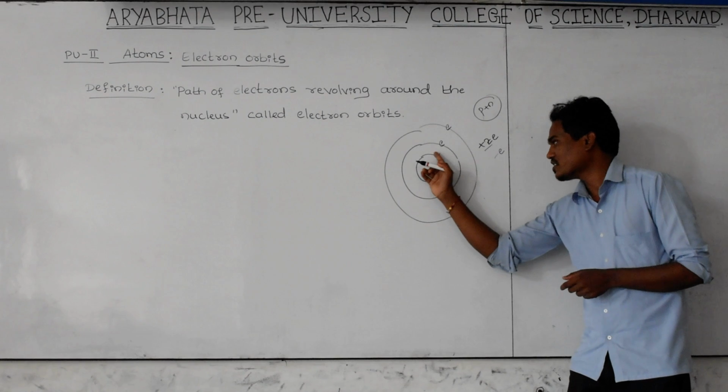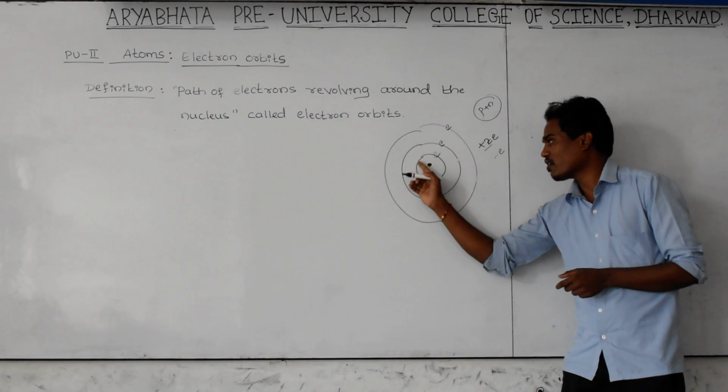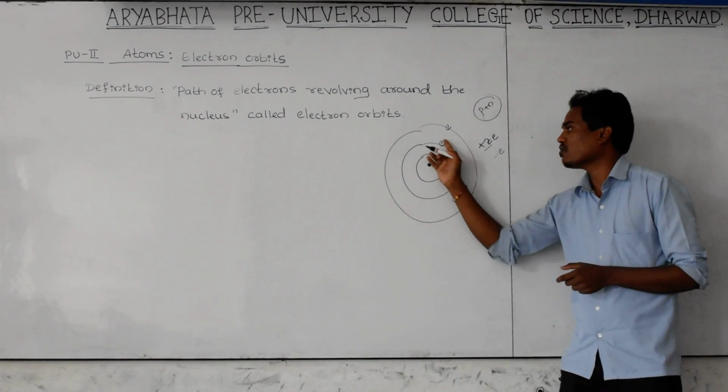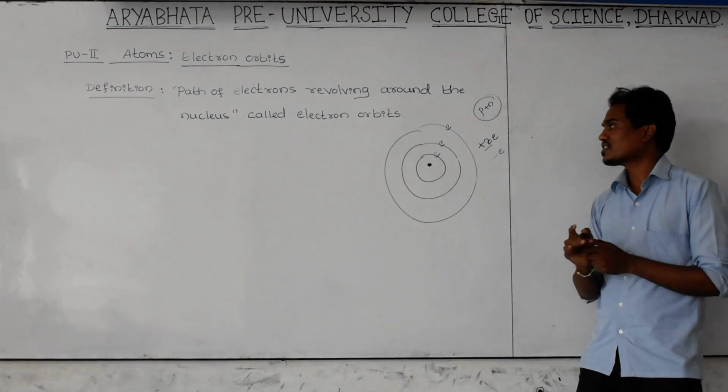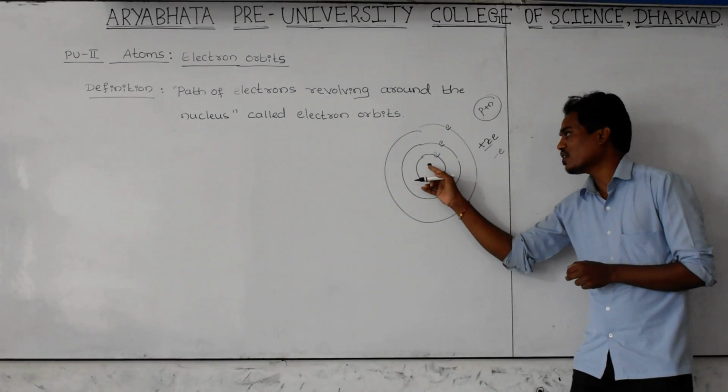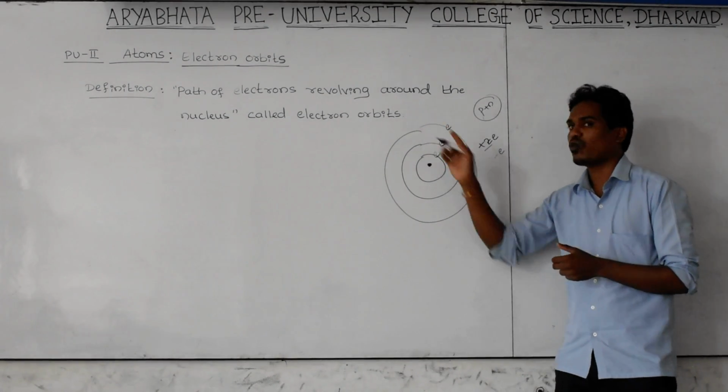This electron is in a stationary orbit. It is revolving continuously around the nucleus. It is not moving anywhere else. What is the reason? Because the nucleus is not letting those electrons go out.